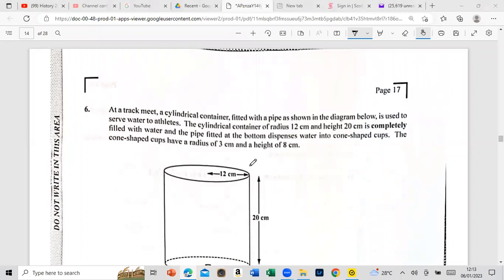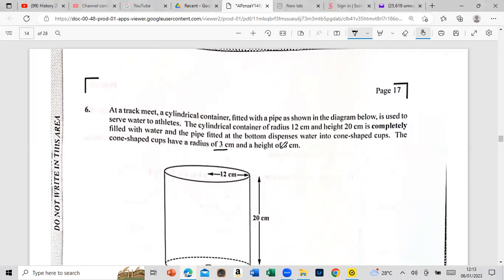At a track meet, a cylindrical container fitted to the pipe shown below is used to serve water to athletes. The cylindrical container of radius 12 centimeters and height 20 centimeters is completely filled with water, and the pipe fitted in the bottom dispenses water into the cone-shaped cups. The cone-shaped cups have a radius of 3 centimeters and a height of 8 centimeters. So bear this in mind, we're gonna use this at some point.